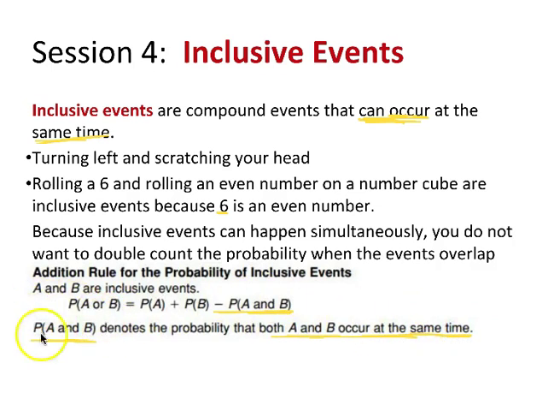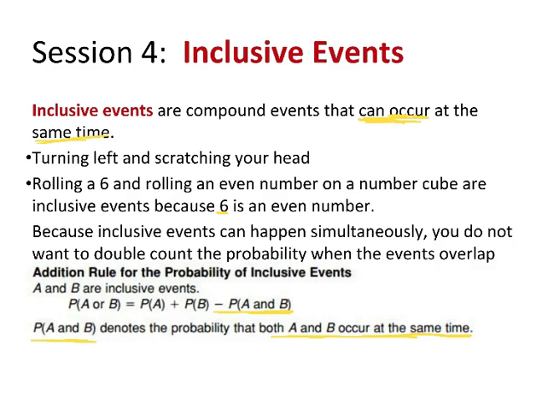So make sure you are writing down what this notation means. When you have a capital P in parentheses, A and B, that means the probability that both A and B occur at the same time. It's where that overlap occurs, and we want to subtract that out of the probability. So let's go on to the next slide where we're going to look at some examples now.